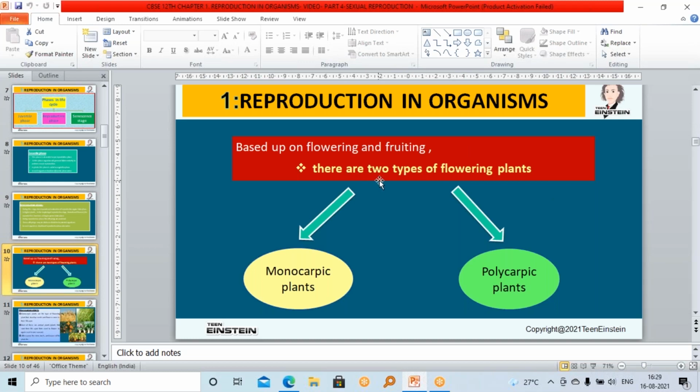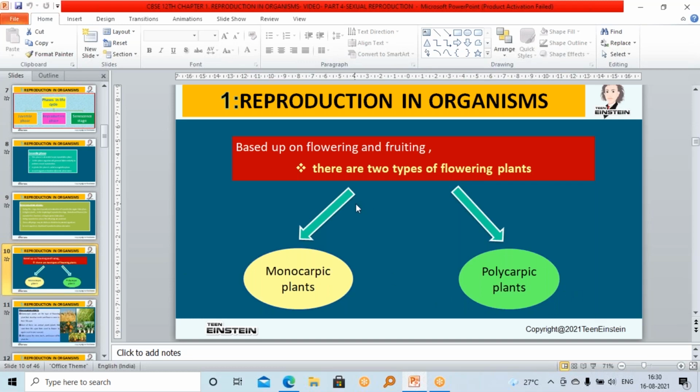So next, let's move to the next one. In the case of plants, based upon flowering and fruiting, there are two types of flowering plants. Based on which character? Based upon flowering and fruiting, two types of flowering plants are there.